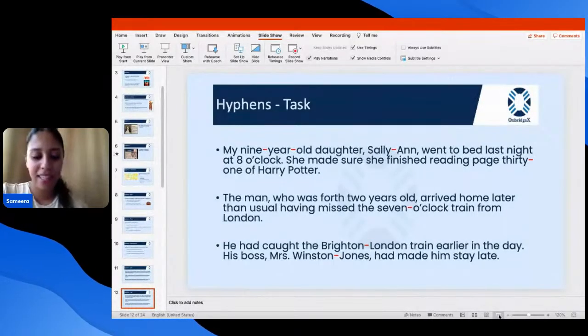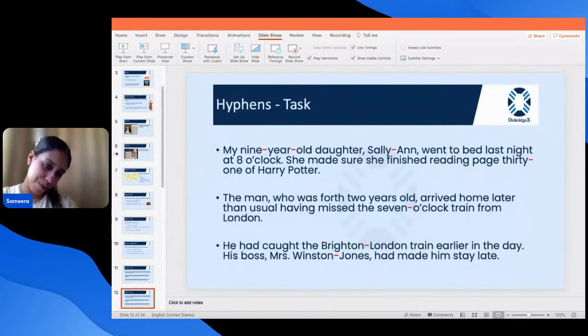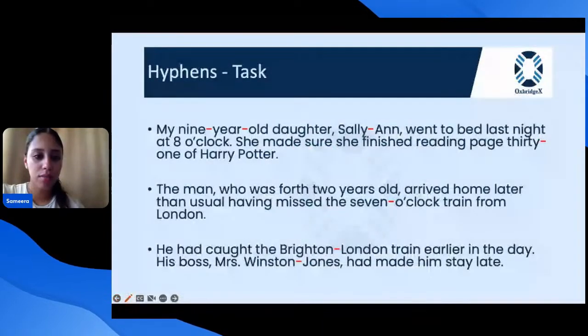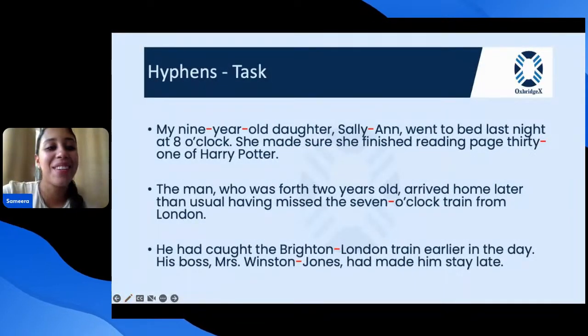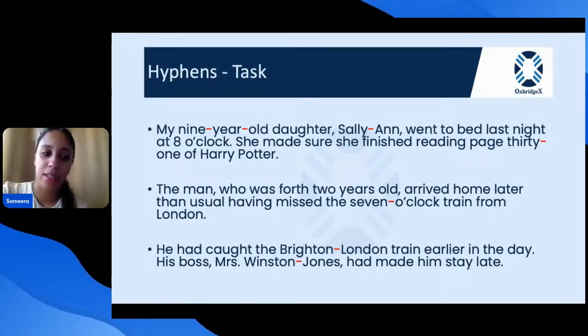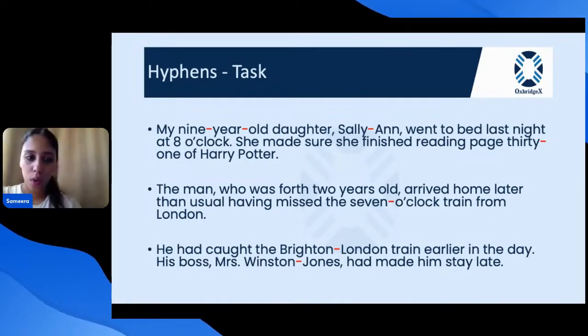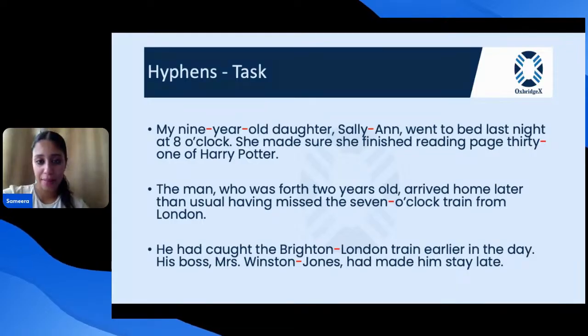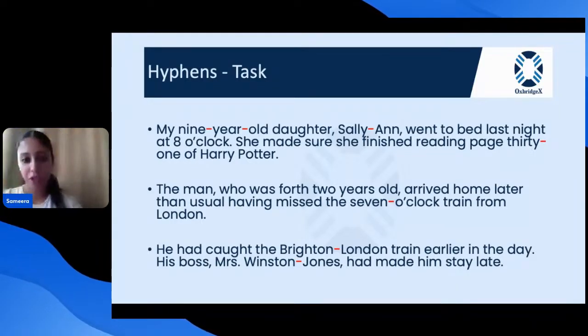So, the first thing that needs a hyphen is the 9-year-old. The reason being, we did talk about this, is that ages often need to be separated with a hyphen. So 9-year-old represents that she's 9 years old, right? Sally Ann is her name, so that's her full name, Sally Ann. So that needs a hyphen.